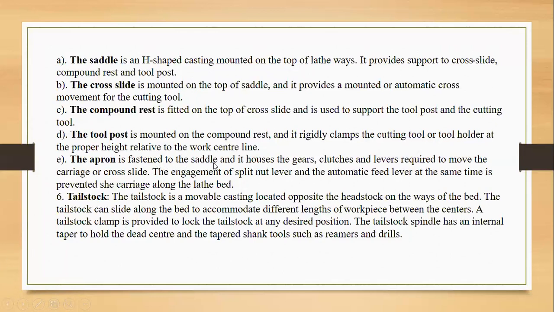The apron is fastened to the saddle and houses the gears, clutches, and levers required to move the carriage or cross slide. The engagement of the split nut lever and automatic feed lever at the same time is prevented, so the carriage moves along the lathe bed. So these are the main parts.